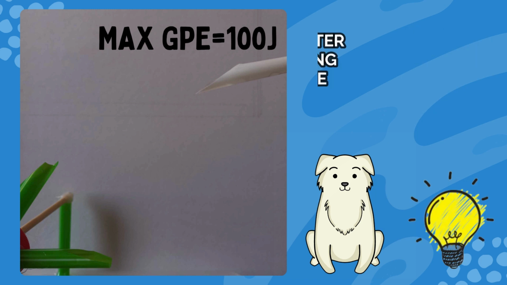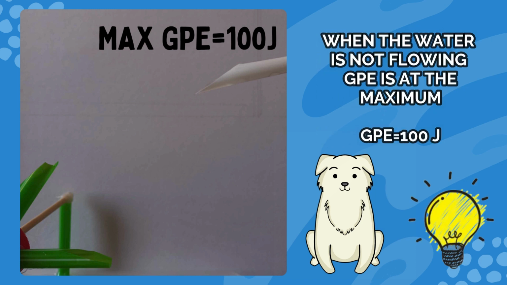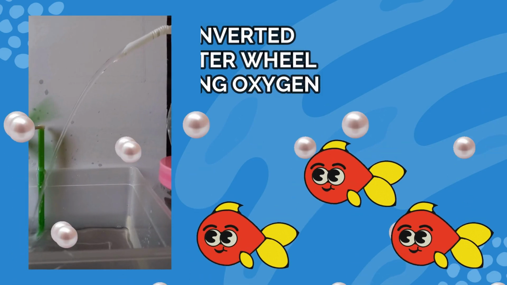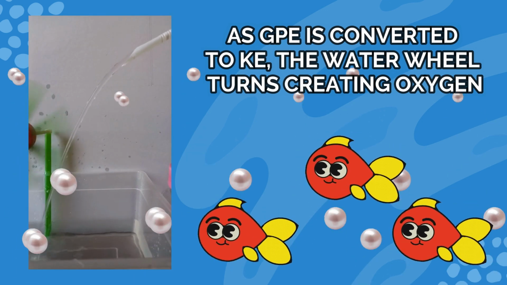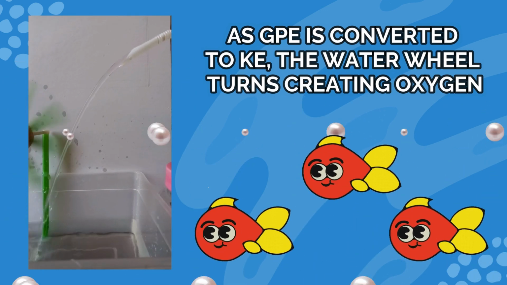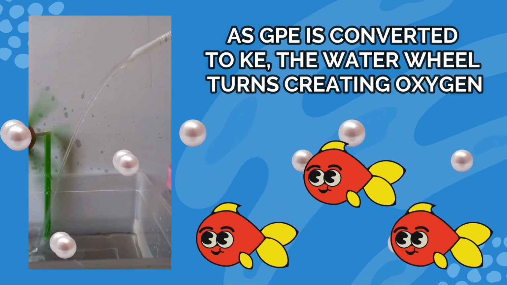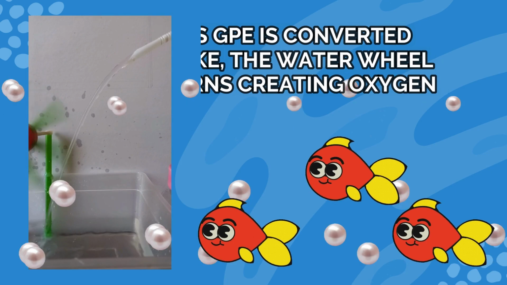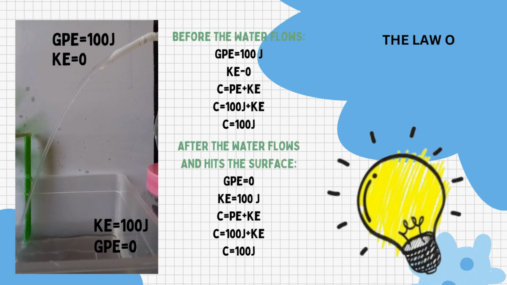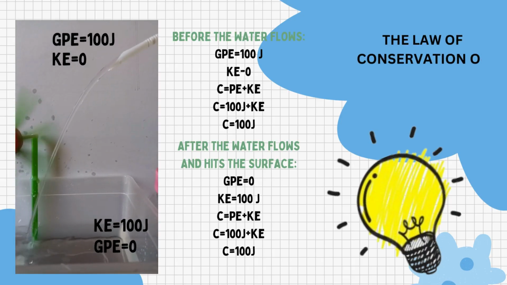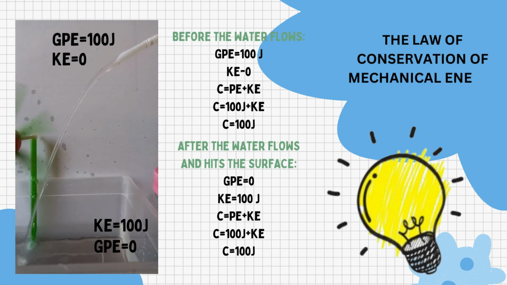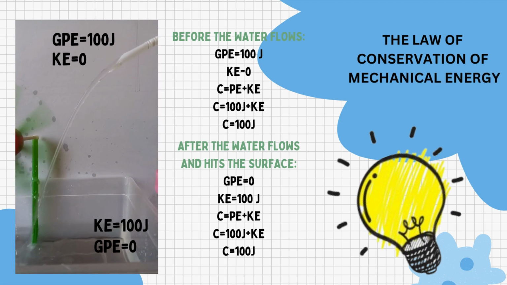At the start, when the water is not flowing, GPE is at the maximum, which is 100 joules. As the water flows, GPE is converted to kinetic energy. Using the water wheel, we can use the kinetic energy to generate oxygen as the water wheel hits the surface of the artificial pond. Once the flowing water hits the surface of the artificial pond, kinetic energy is 100 joules and gravitational potential energy is now 0.